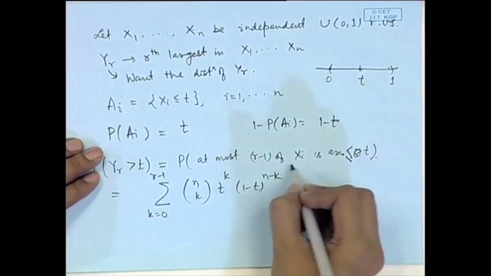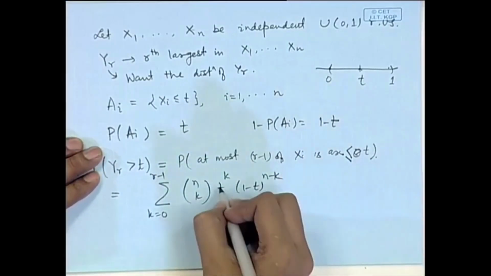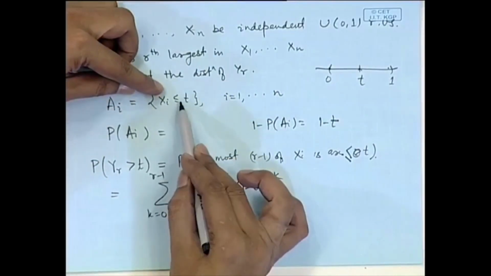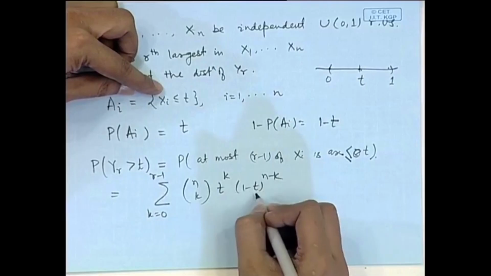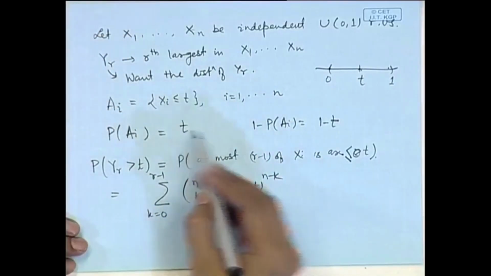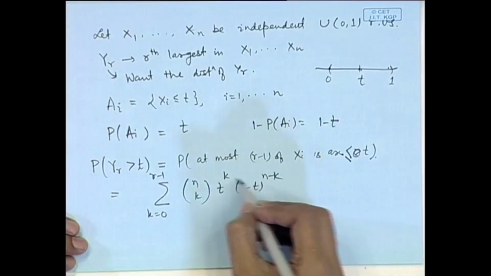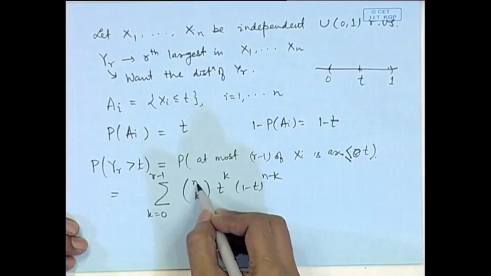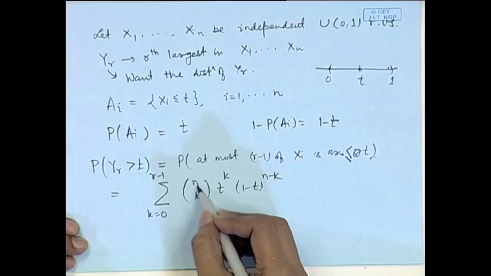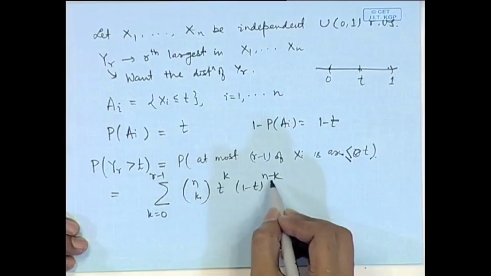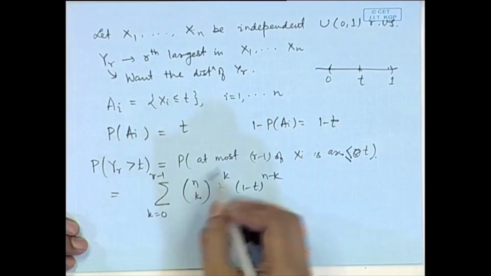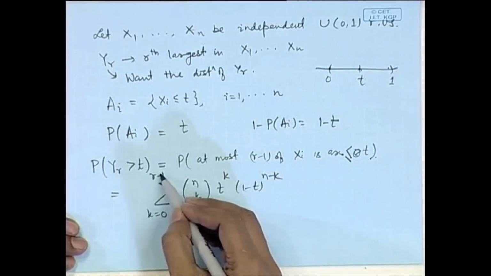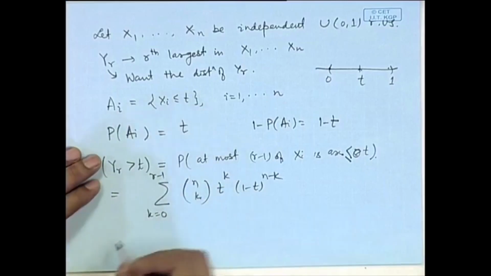So, now let us consider that k of the X_i's are less than or equal to t. Then for k of them there is a success, and for the remaining n minus k it is a failure. The success probability is t and the failure probability is 1 minus t. So it becomes like a binomial distribution, with k successes out of n trials. The probability of k successes is nCk t to the power k (1 minus t) to the power n minus k, and here k may be from 0 to r minus 1.